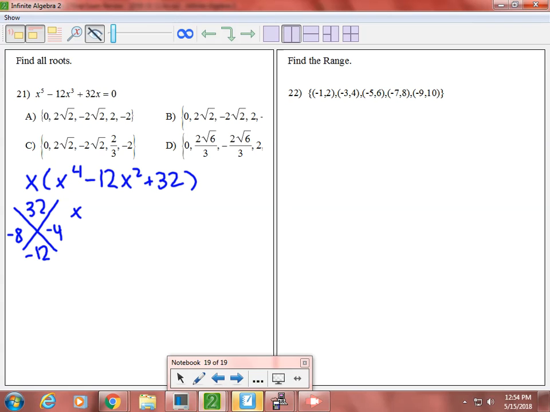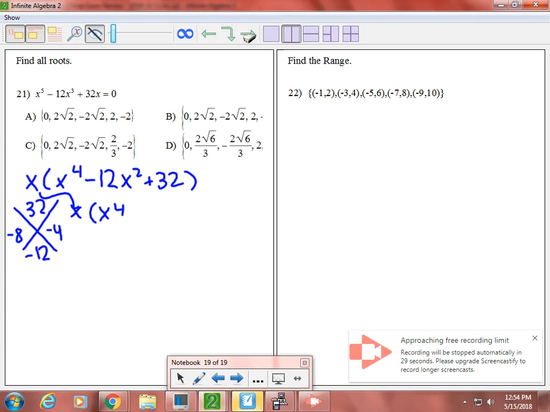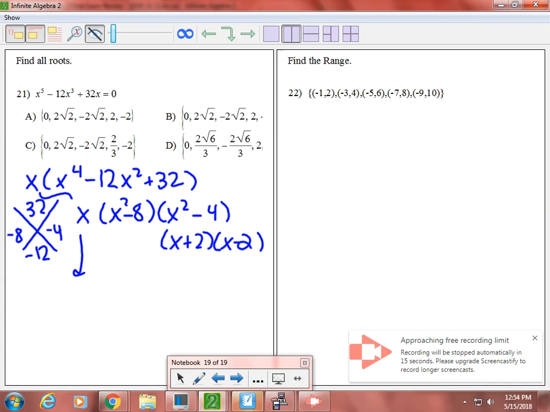So I'm going to leave this x out in front, and then I'm going to go long way. X to the 4th. Oh, I don't have to go long way on this one. So I have x squared minus 8, and x squared minus 4. Well, this factors down into x plus 2 and x minus 2. So this is going to give me 0. This is going to give me negative 2 and positive 2.